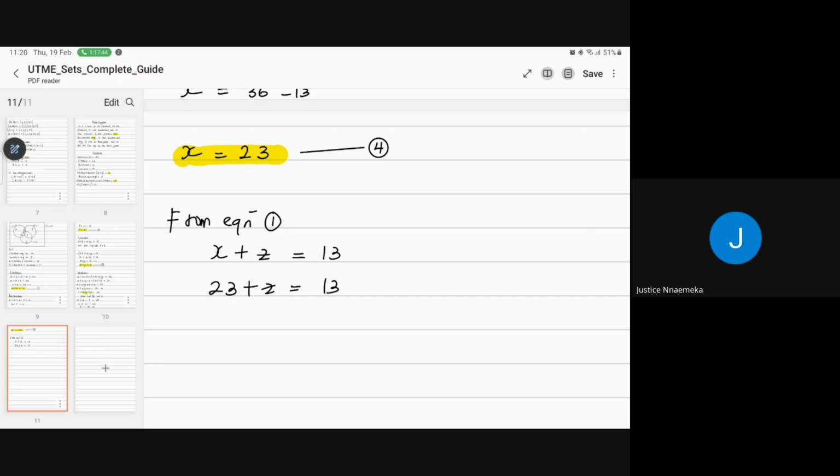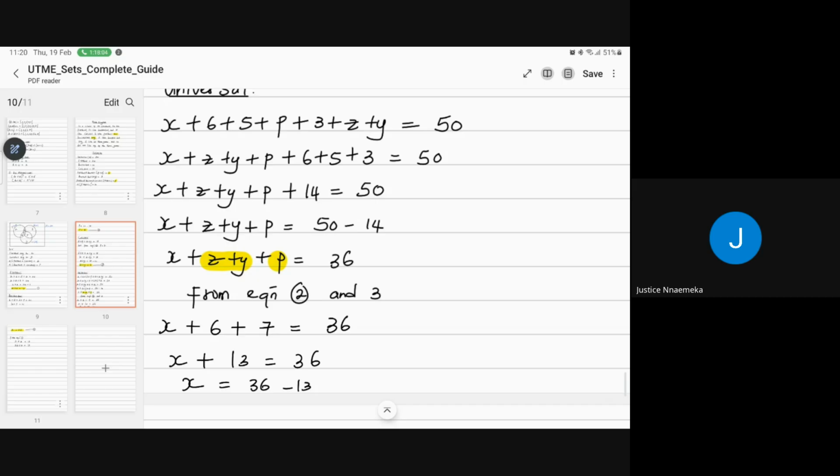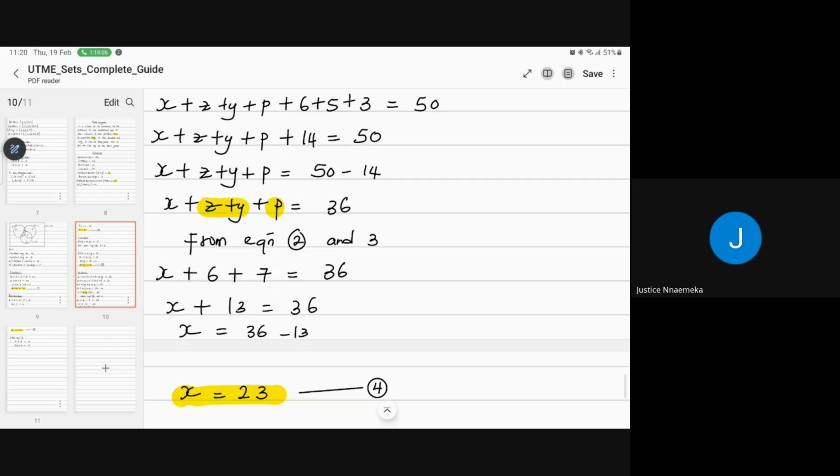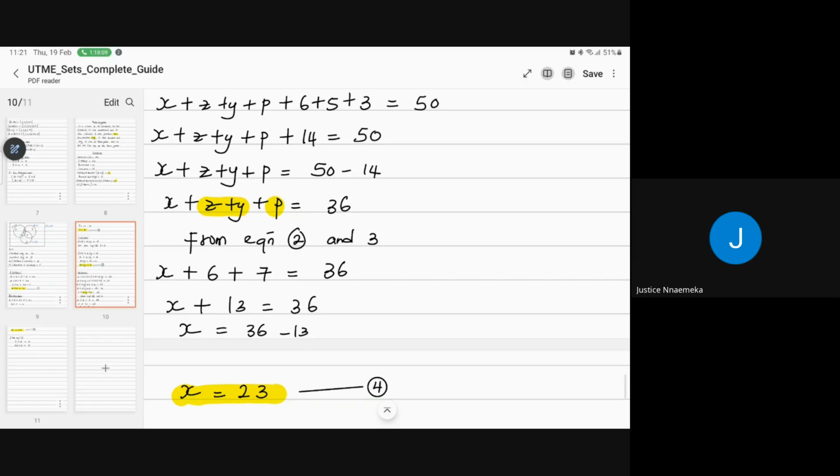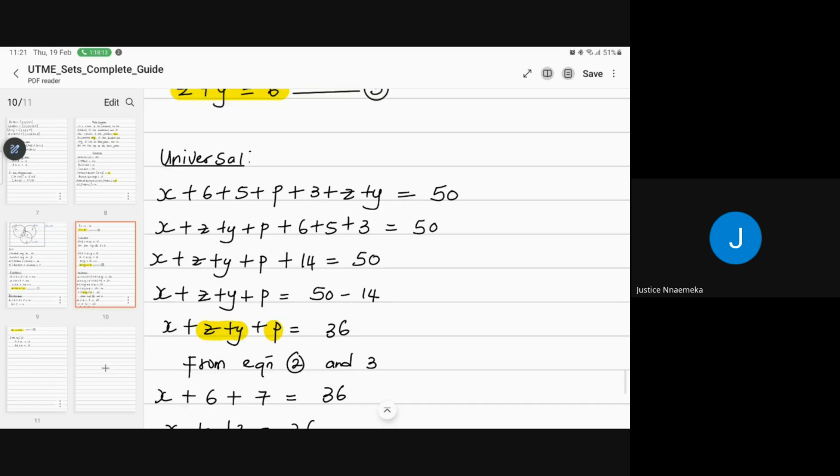Are you still with me, Justice? There must be something we must have done wrongly that we'll quickly need to trace back, to know where that error is coming from. There must have been an error somewhere.